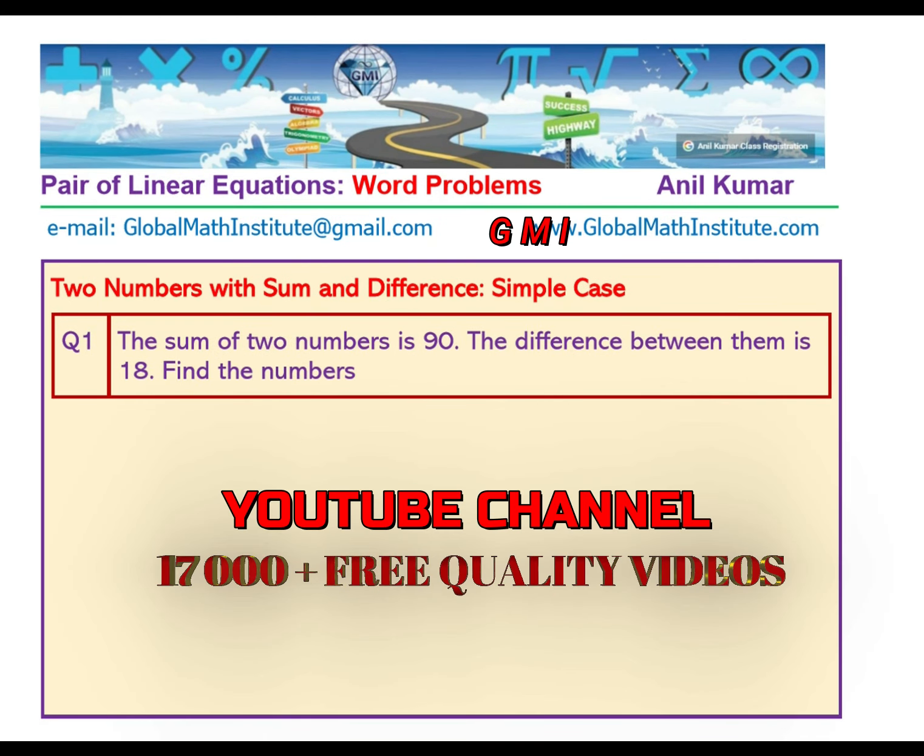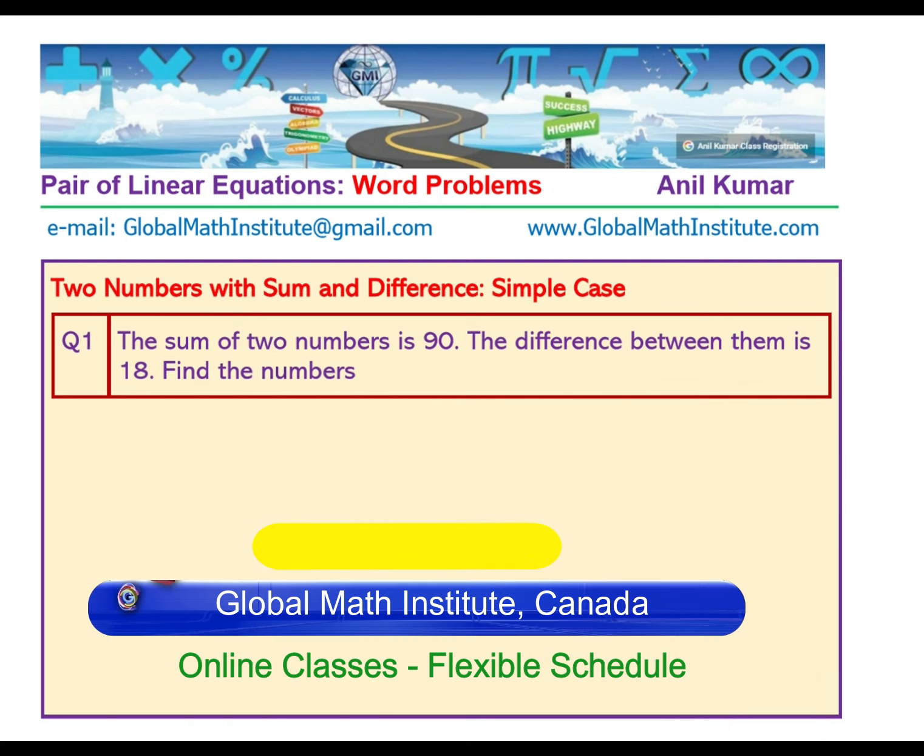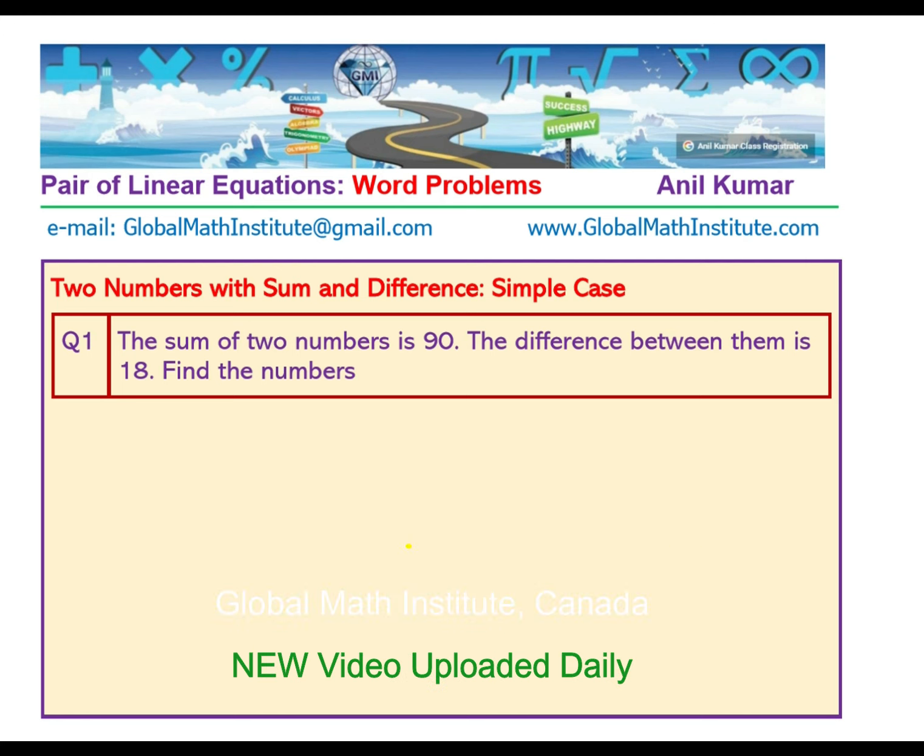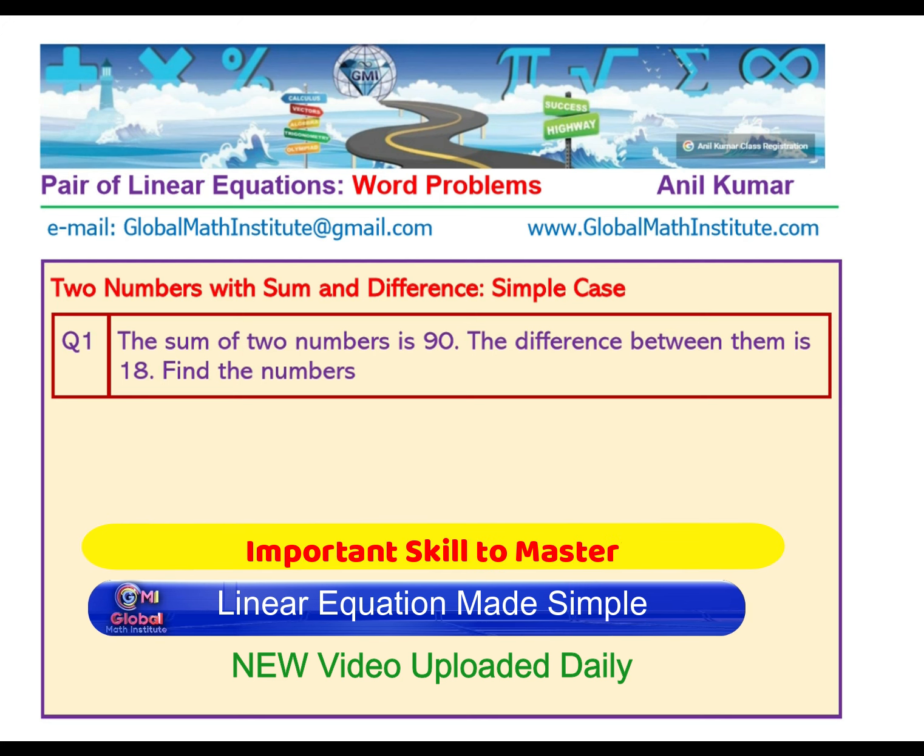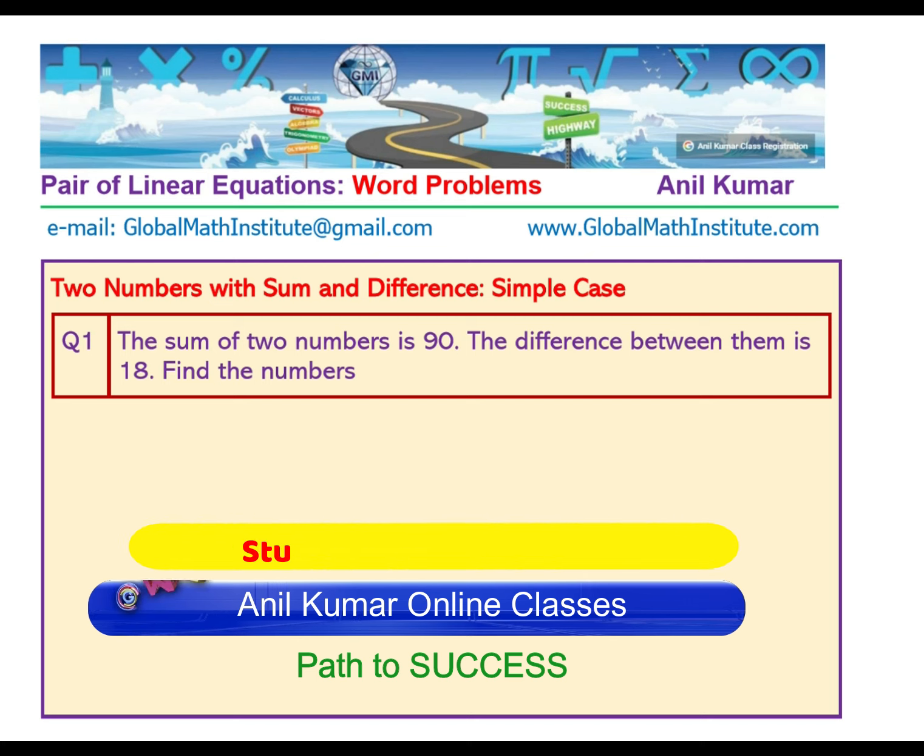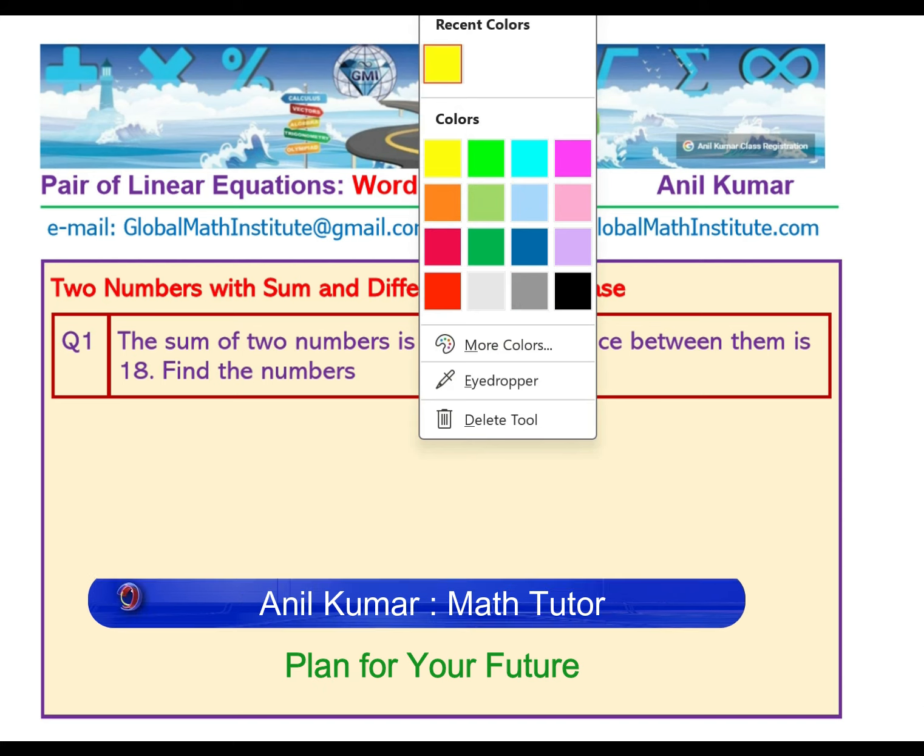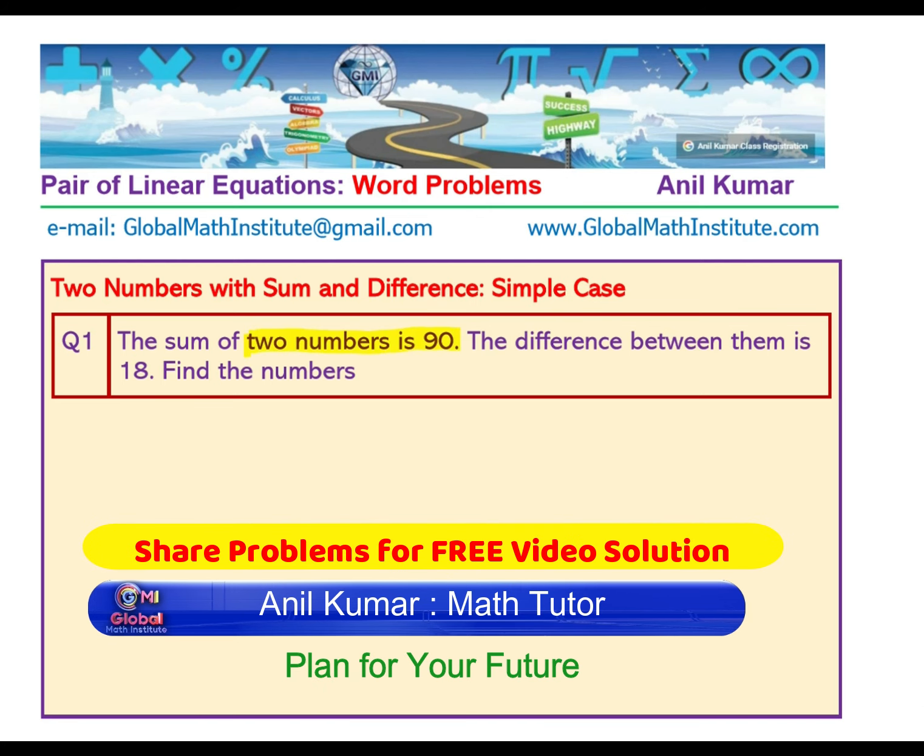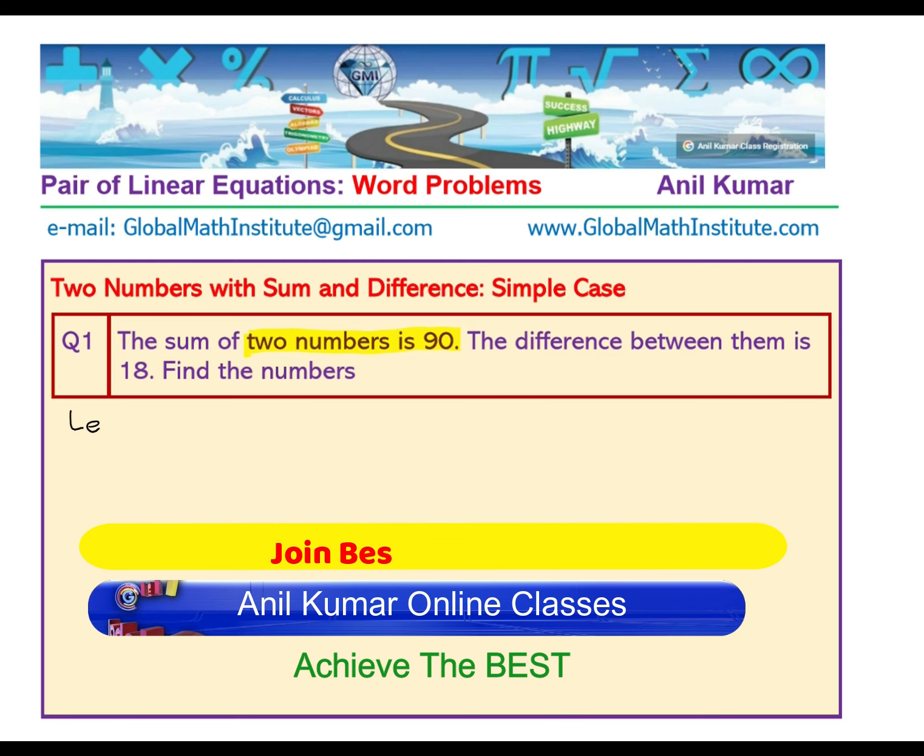So let us begin with the very first problem in this set and see how we solve word problems after defining the variables and writing relevant equations. Question number 1 here is, the sum of two numbers is 90. The difference between them is 18. Find the numbers. So it says the sum of two numbers is 90. So we'll first define our numbers. Let the numbers be x and y.